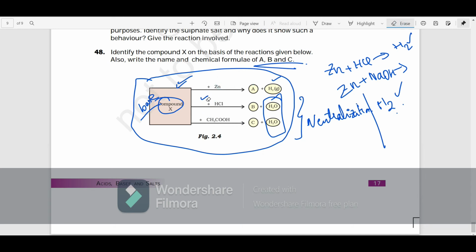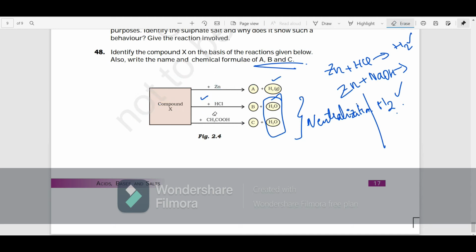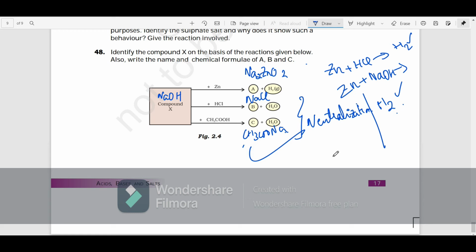So just take any base. Our common base that we use is sodium hydroxide, right? So let's use NaOH. NaOH with Zn will give you Na2ZnO2, and with HCl it will give you NaCl, and with acetic acid it's going to give you CH3COONa, right? So this was the chapter. Okay, done.